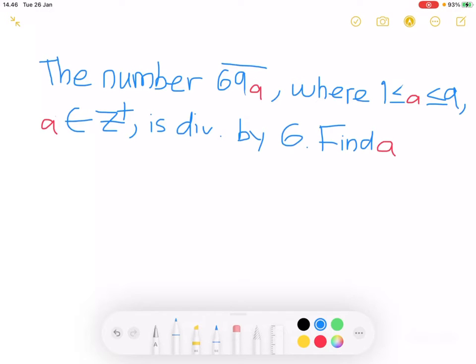And we're also given that a is between 1 and 9, including 1 and 9. This is because if it is out of bounds, this will not be working anymore. And also we're given a must be a positive integer. So this number is divisible by 6, and you must remember your divisibility rule of 6. So we need to find a for this problem. So you may pause the video if you want to try this problem first.